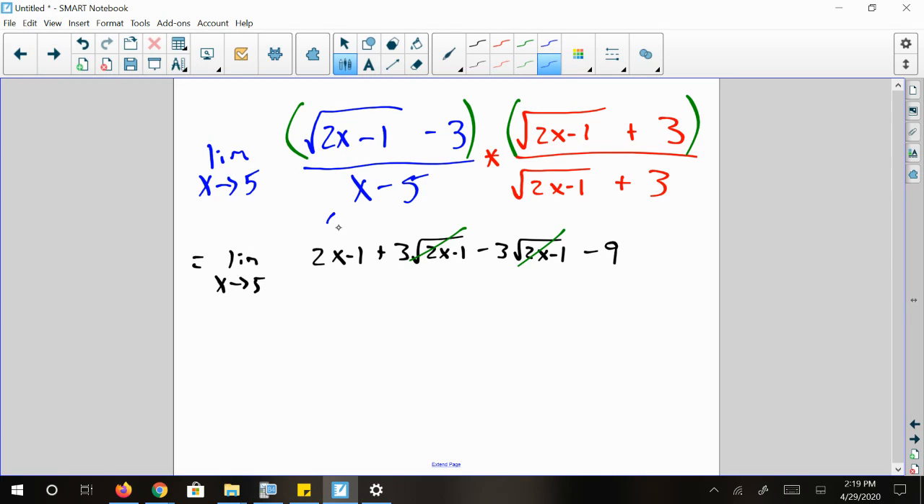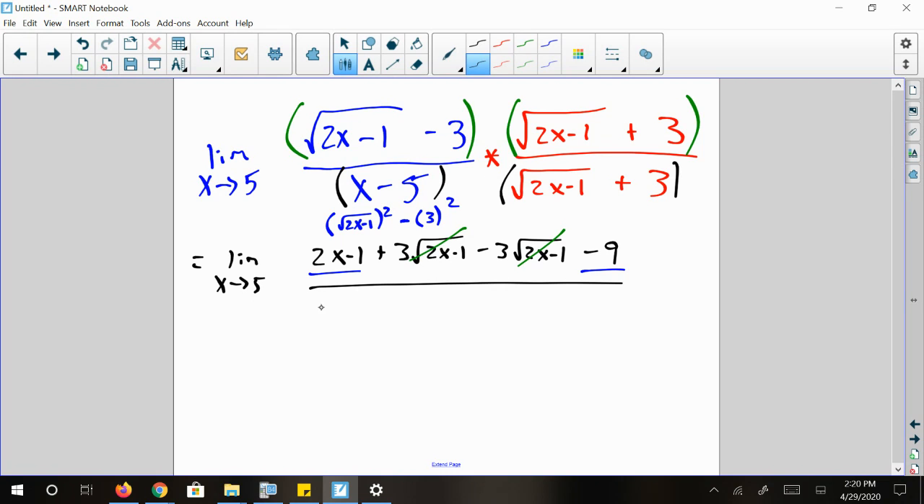If I square the square root of 2x minus 1, the squared and the square root cancel out. I'm left with 2x minus 1. And if I square 3, I'm left with 9, and this is a subtraction because it's a difference of perfect squares, okay? Now, on the bottom, I'm not going to do any distributing here because, as you'll see in a second, there is no need for us to do that. So I'm just going to go ahead for now and leave this as x minus 5 times the square root of 2x minus 1 plus 3. And let's keep working a little bit more up on the top of this.